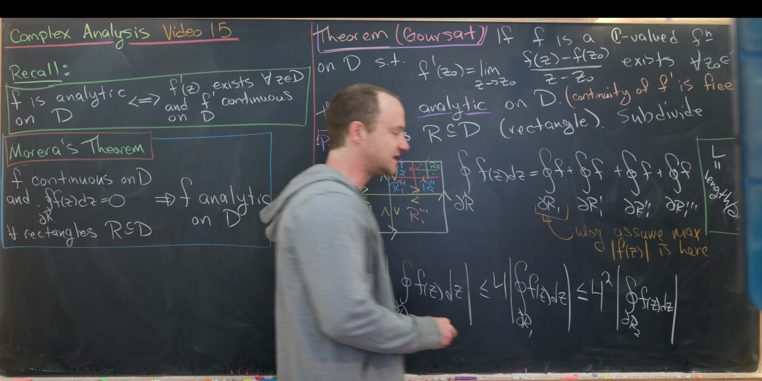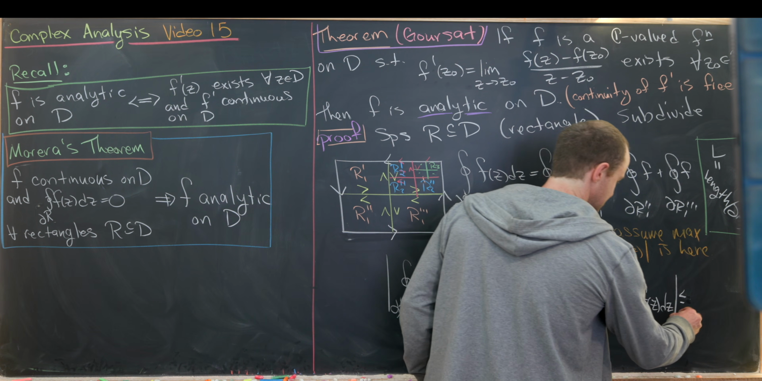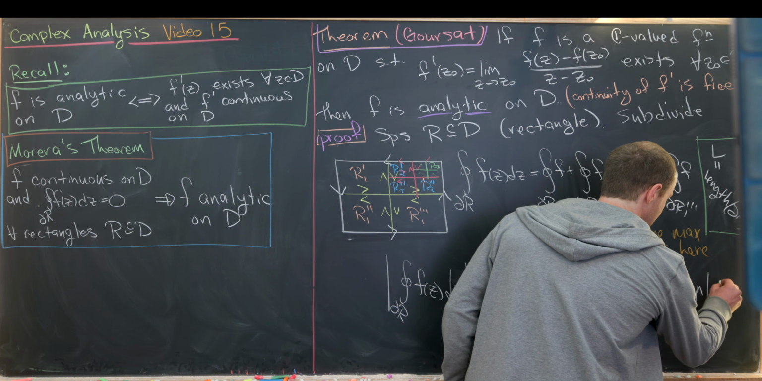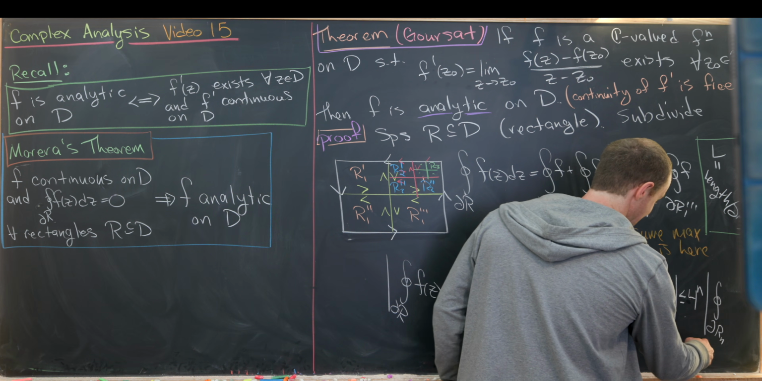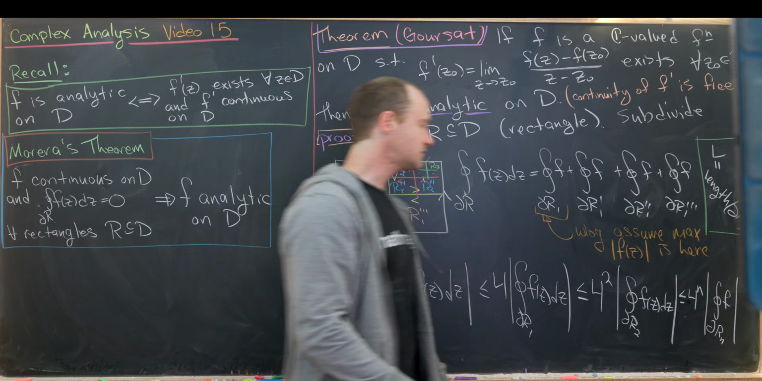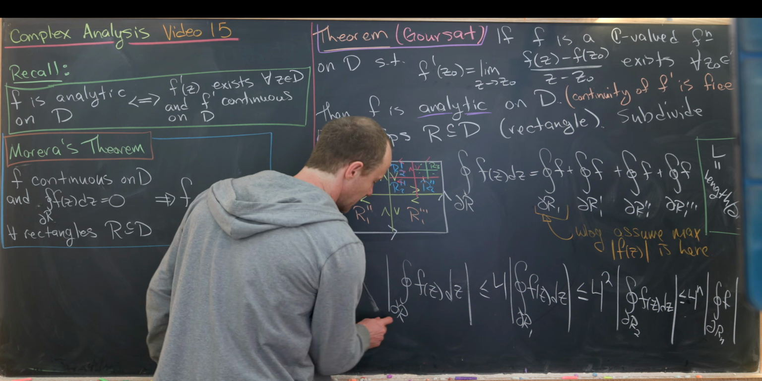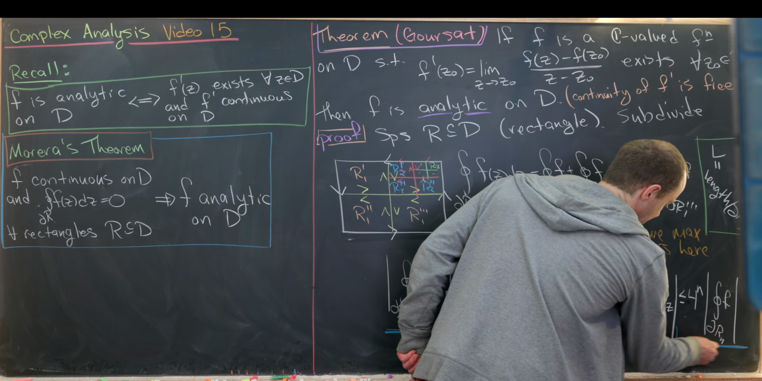But we can continue it n times, and we'll end up with this being less than or equal to 4 to the n times the modulus of the integral over the boundary of Rn of f. Great, and that inequality that we've just constructed is the one that we want to hang on to. So the one starting here and ending here.